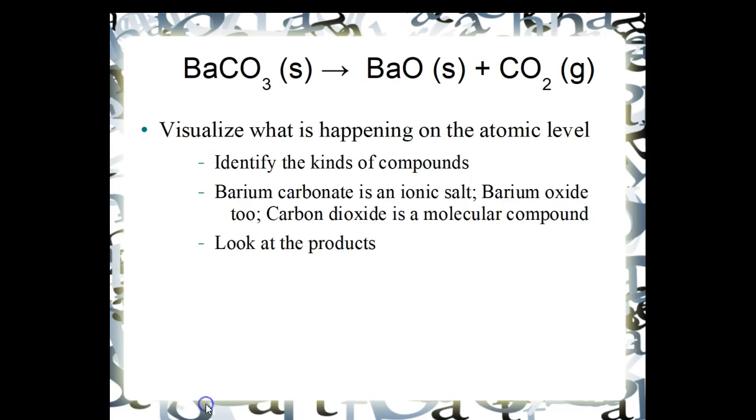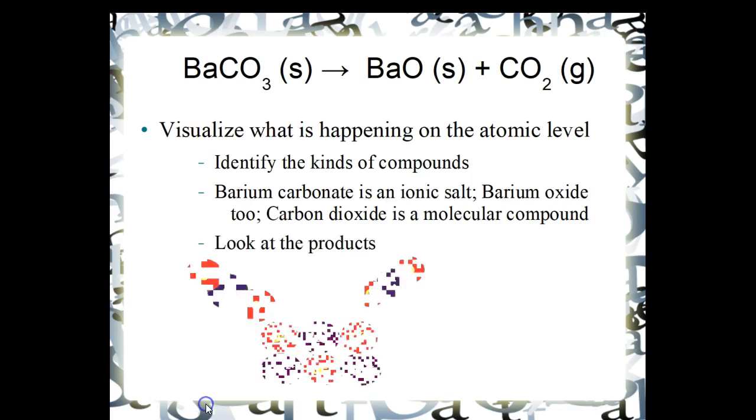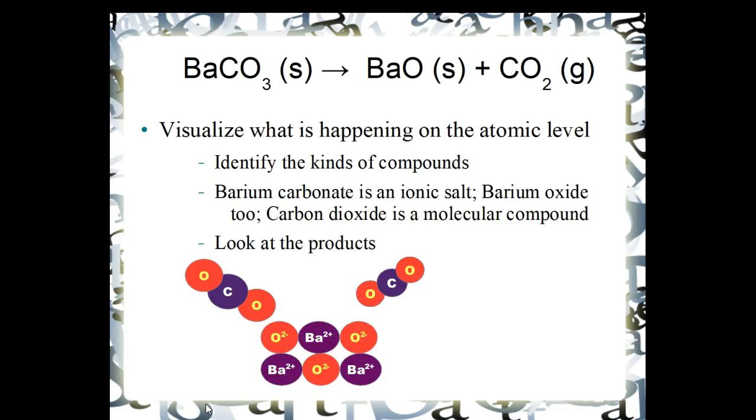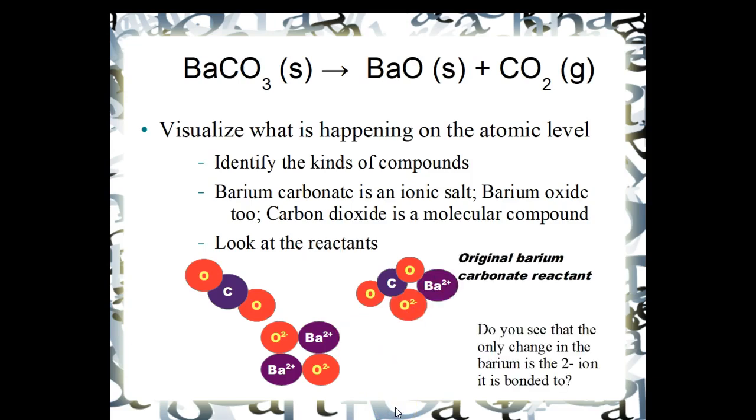If we visualize this, we look at the products first, and you can see carbon dioxide, the molecules on the top, and then a little simulated crystal of barium oxide down below with the O2- and the Ba2+ interspersed so that the crystal hangs together with plus-minus attraction. Let's now look at the reactants that it came from. The original barium carbonate reactant had a barium 2+ ion and the carbonate, which is a 2- polyatomic ion.